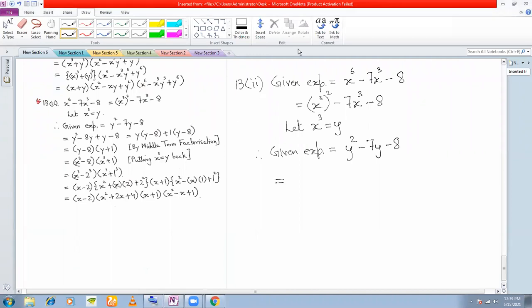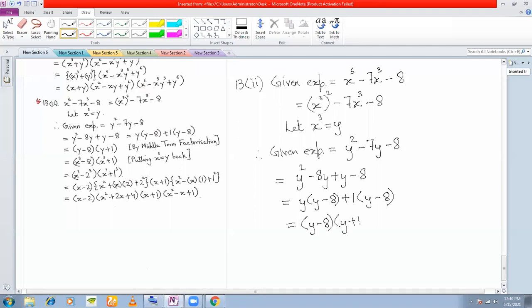Okay. So if you see here, you have a y square, and by middle term, how will you break up minus 7 such that the sum of the factors is minus 7? It has to be minus 8y and plus y. So from the first two, you can take out y, and from the last two, you can take out 1. Okay. So you get y minus 8 into y plus 1.